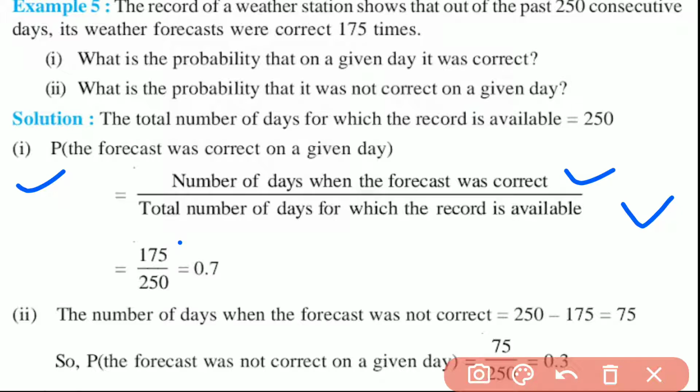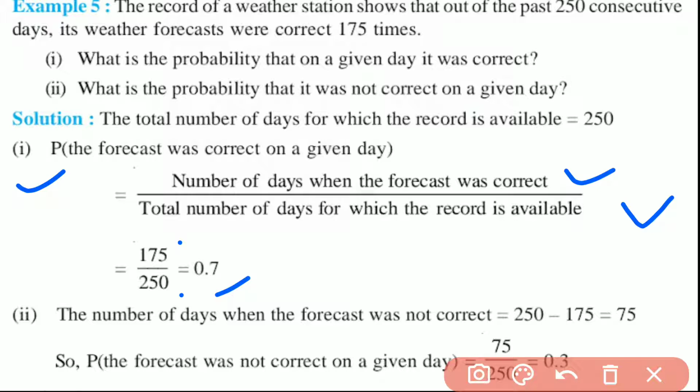We have 175 days on which the forecast was correct, out of 250 total days. Dividing 175 by 250, we get 0.7.